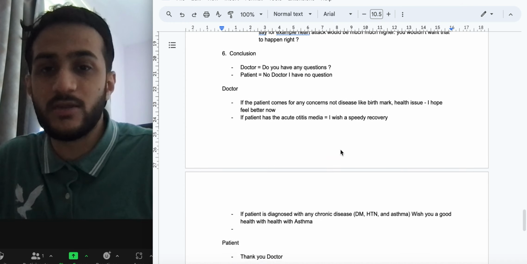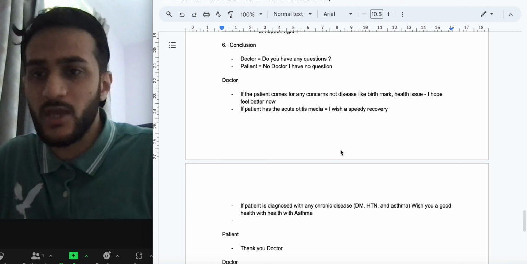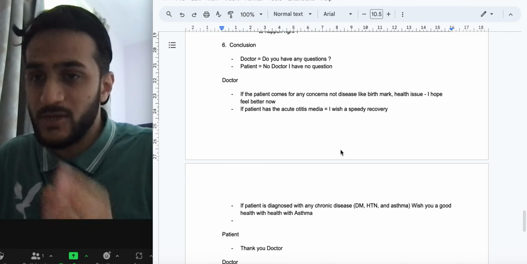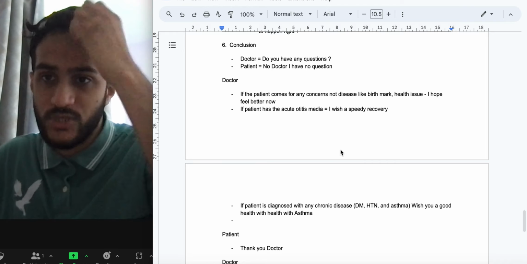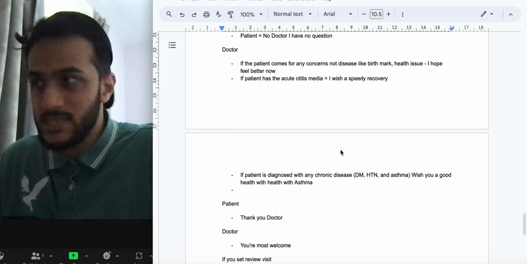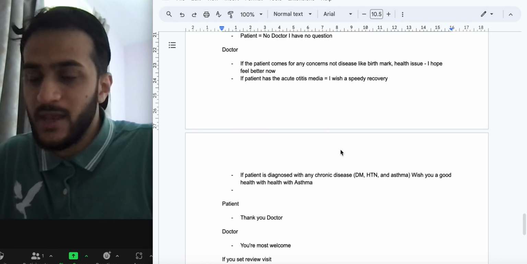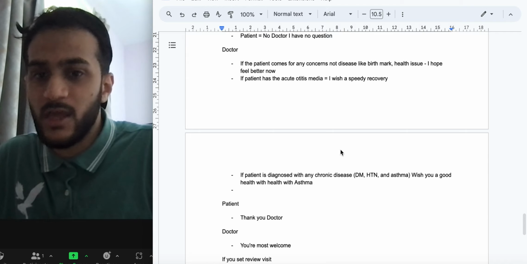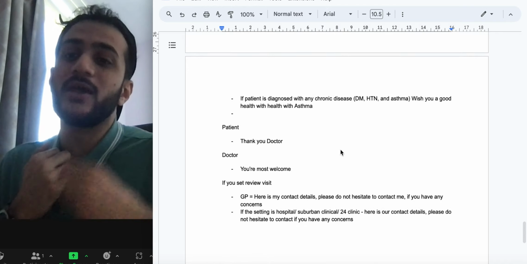If you had a small issue which you kind of fixed during that visit, just say, okay, I hope you feel much better now. If he has a sore throat or headache, say, I wish you a speedy recovery. And if he came for diabetes, asthma, hypertension, or long chronic diseases, just say, I wish you good health with asthma. Then he's going to say, thank you, doctor, and you say, you're most welcome.